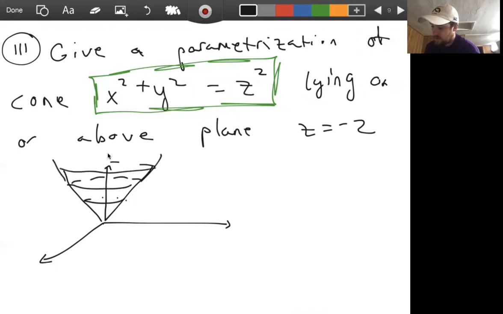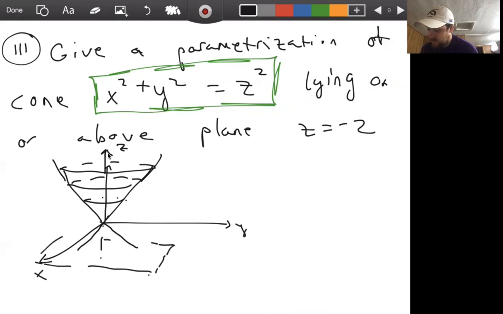like this, right? This is a cone we have here. So we have x, y, z. But remember, this is on or above the plane z equals negative 2. So we're actually going down to negative 2 somewhere. You can imagine the plane z equals negative 2 under the xy plane. We have this cone here. Right? And so we want to parameterize this cone on and above the plane z equals negative 2.